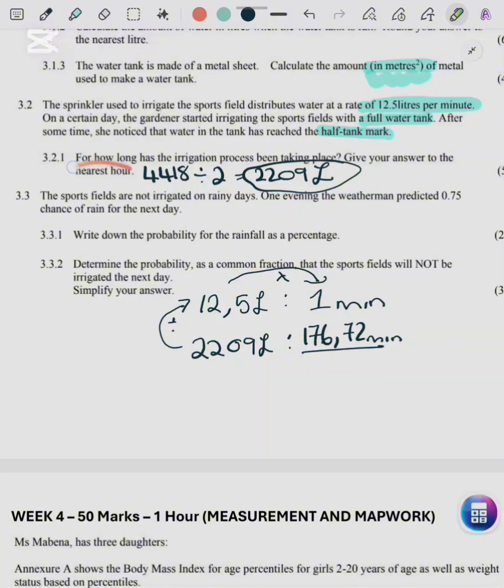Now, the other important thing with this question, and hopefully you're highlighting when you're reading your questions, is that they want it to the nearest hour. So we now need to convert. So all we're going to do is take that 176.72 divided by 60, and it gives us approximately 3 hours when you round off.